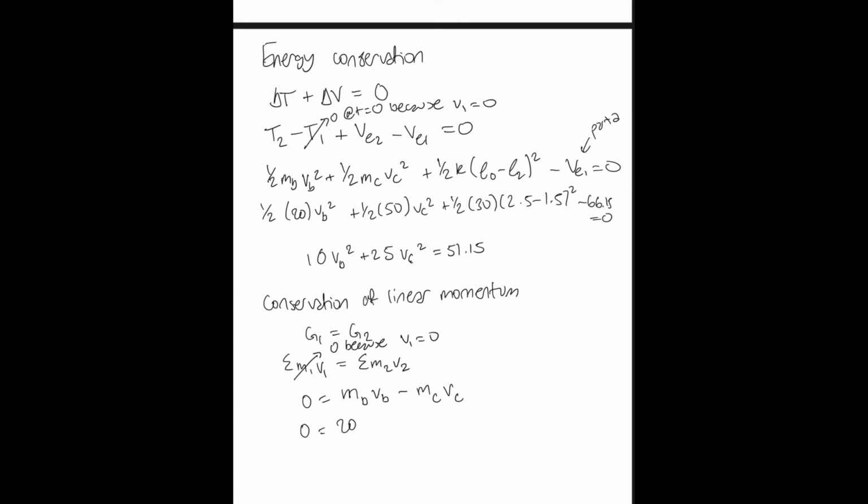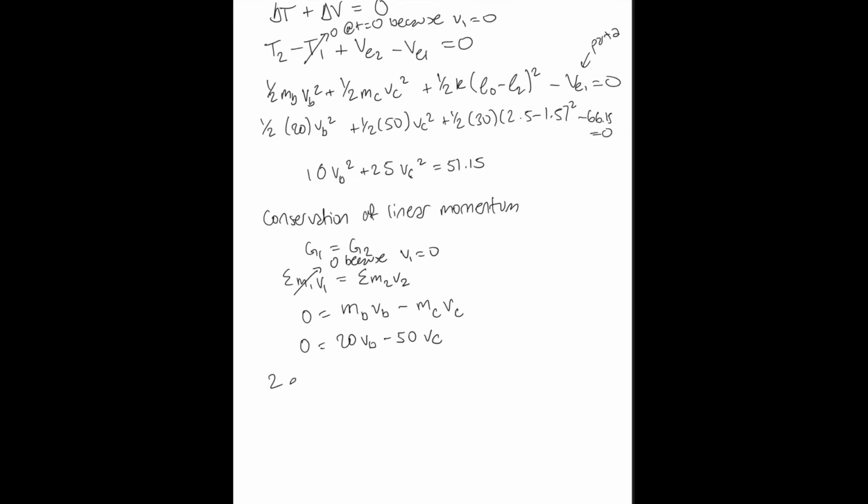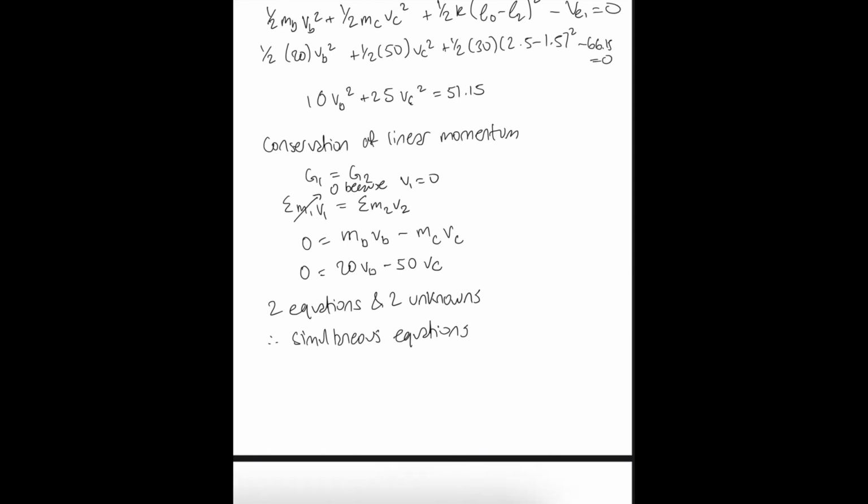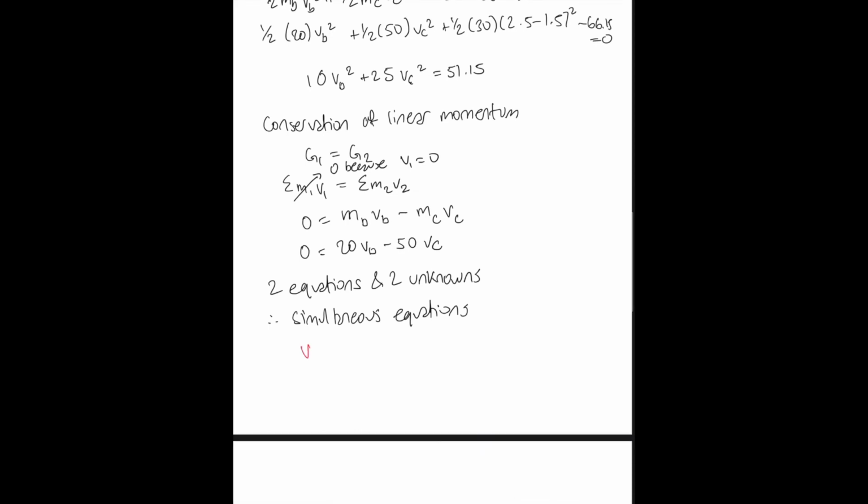And once we plug in our values, we now have two equations and two unknowns. Therefore, we can do simultaneous equations to give us VC2 is equal to 0.76 meters per second.